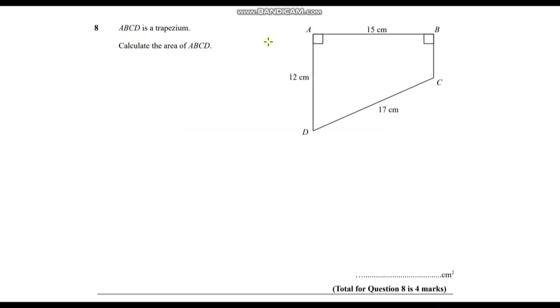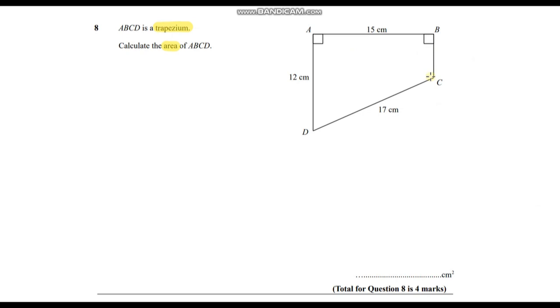Question 8. ABCD is a trapezium. Calculate the area of ABCD. So there's a few ways we could calculate the area of this trapezium. We could just calculate it outright if you know the formula for the area of a trapezium.